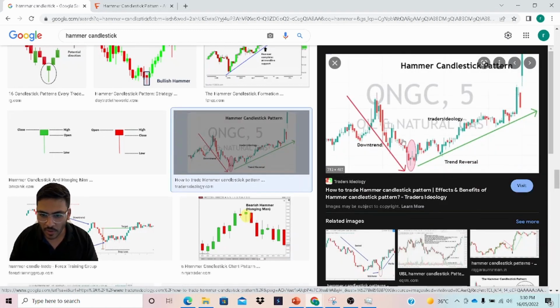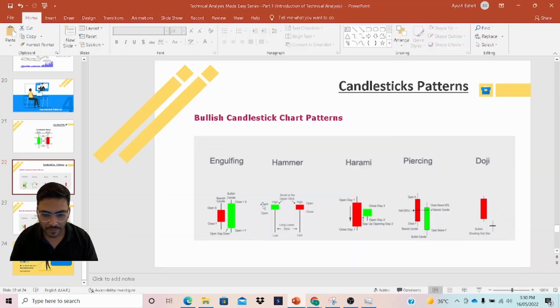Okay, so there was a downward trend. You see a hammer over here, and then a green candle for confirmation, and then price reversal. So this is hammer. The second candle that we're going to discuss is engulfing.